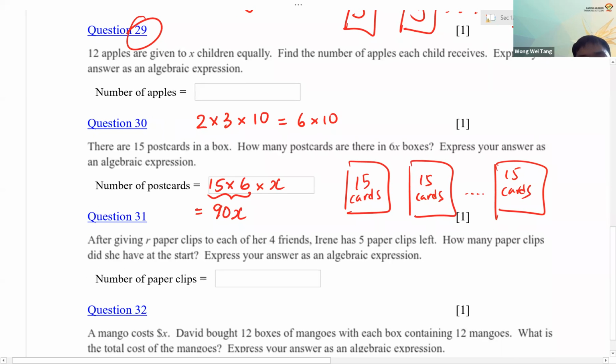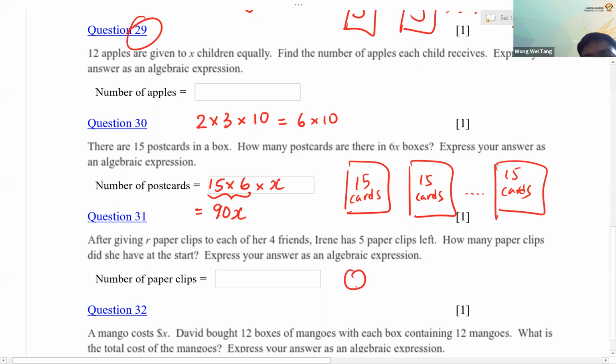After giving R paper clips to each of her four friends, Irene has 5 paper clips left. So how many did she have at the start? So make sure you understand the question. She has 4 friends. She gave each of them some paper clips. We don't know how many paper clips she gave. But after giving, she had 5 left. So how many did she have at the start?